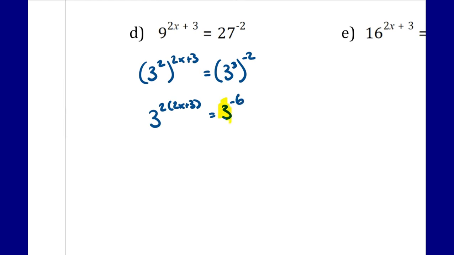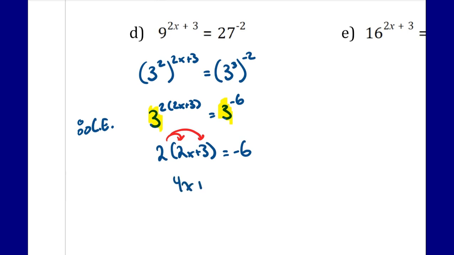Again, now that I have common bases, I can compare exponents. So 2 times 2x plus 3 equals negative 6. I have brackets, so I have some distributive properties to worry about. 4x plus 6 is equal to negative 6.